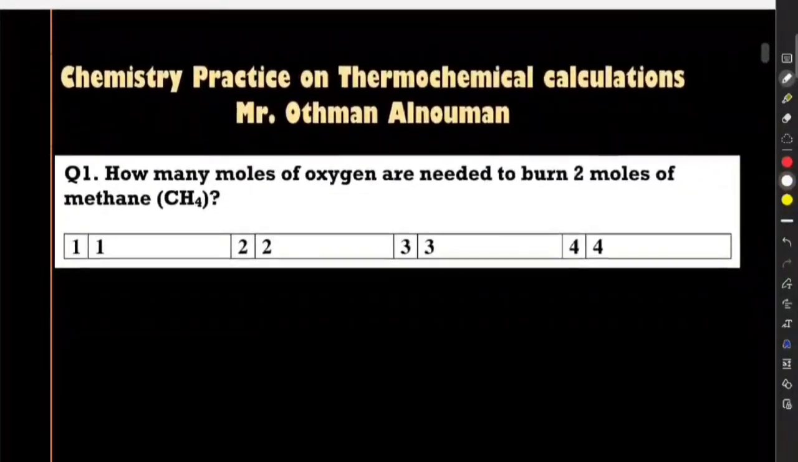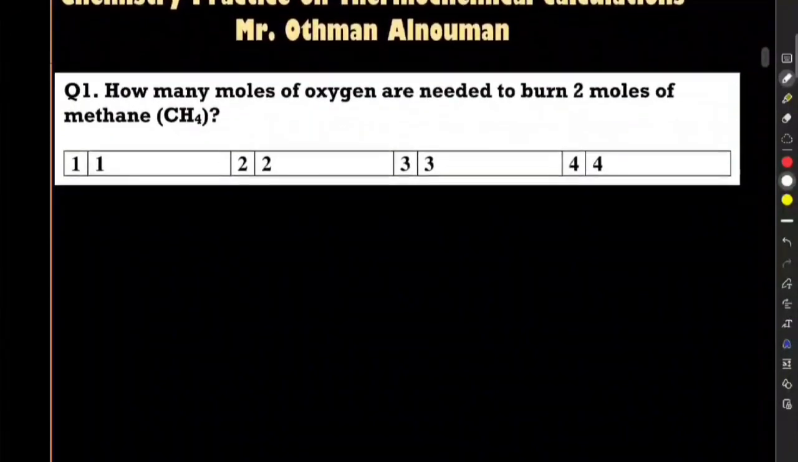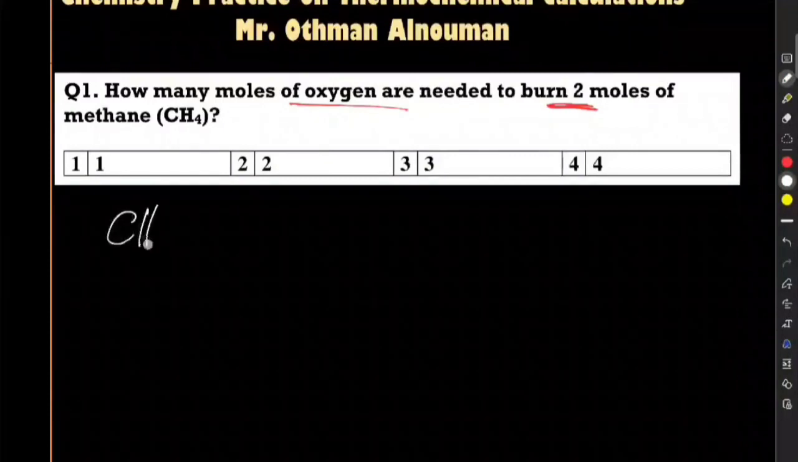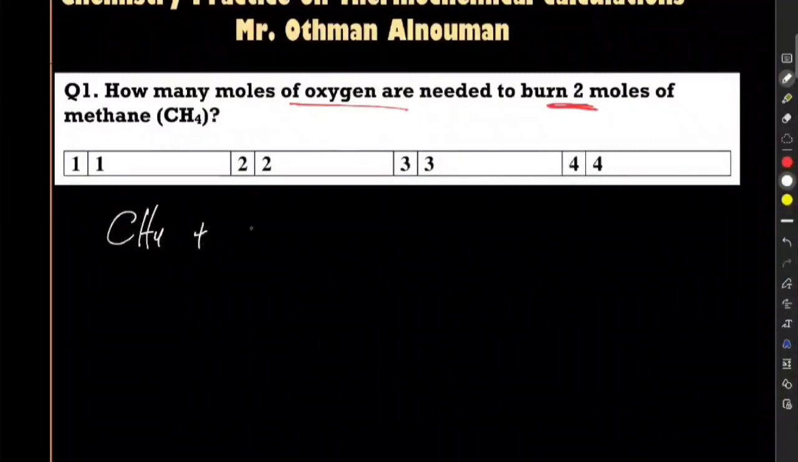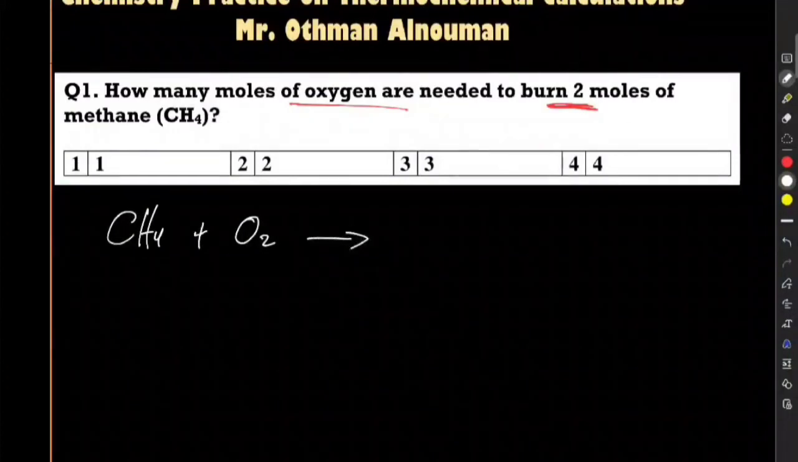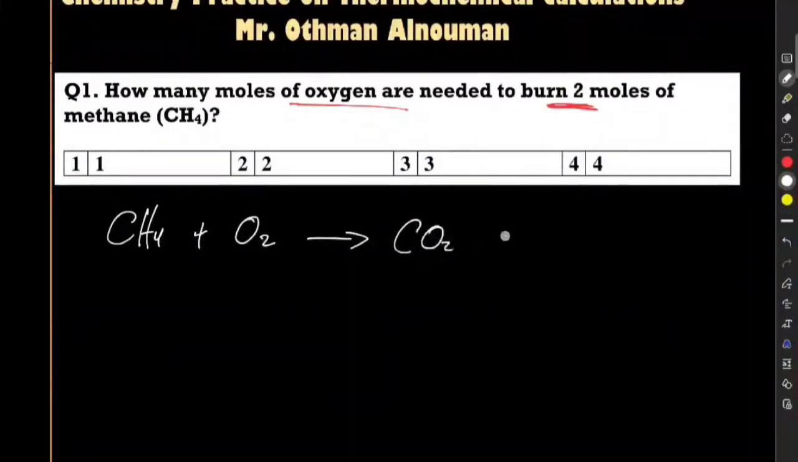Let's start having some questions. First question says, how many moles of oxygen are needed to burn 2 moles of methane? Methane is CH4. Let's first write the equation and balance it. We have methane, CH4, plus oxygen. Usually you need to write the equation. It will give you carbon dioxide plus water.